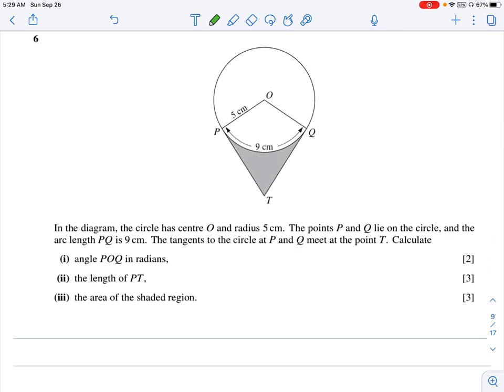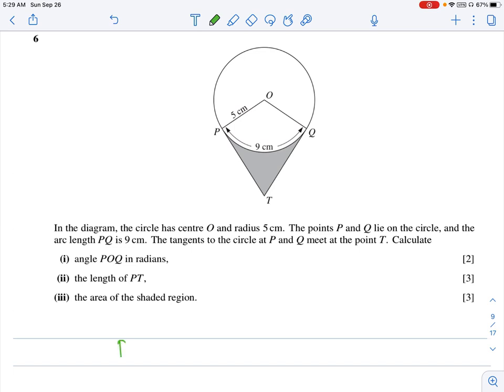Coming to question number 6. In the diagram, the circle has center O and radius 5. The points P and Q lie on the circle and the arc length is 9 centimeters. The tangents to the circle at P and Q meet at T. Calculate angle POQ in radians, theta.